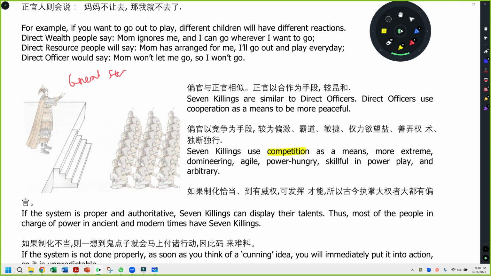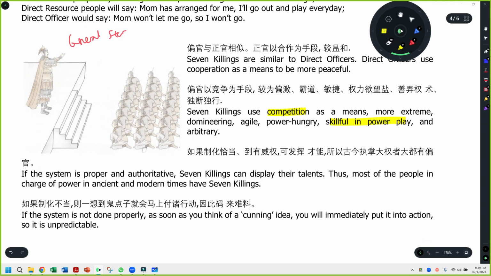You challenge them. Okay, as it is. Because they are very skillful in power play, they like to think. They like to be cunning. They like to play strategic games. They like war games, kind of thing. So if it's proper and authorized, then this is where they can display their challenge.